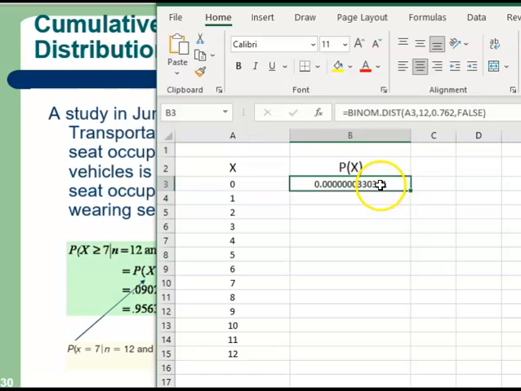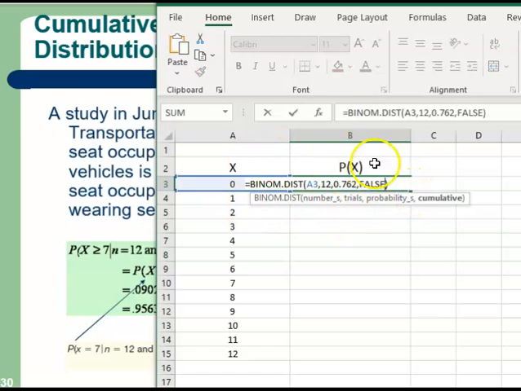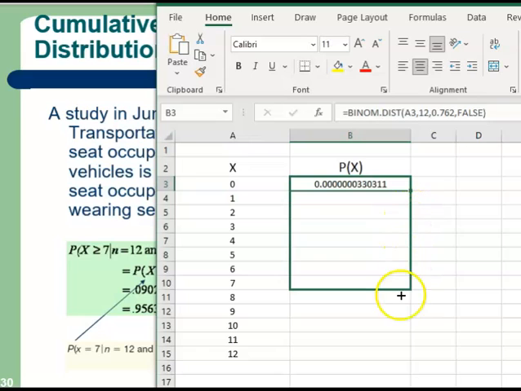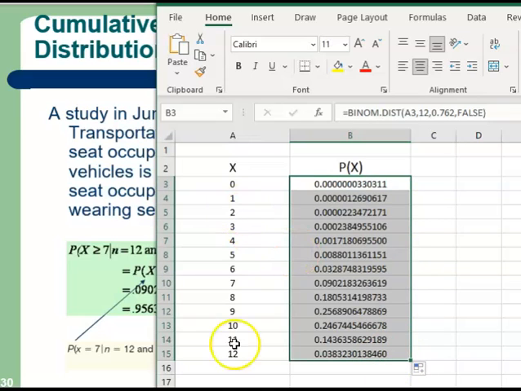And for the rest, you just need to copy the formula. So I just double click on this if you want to check it again. And then I press enter, and at the bottom right of the cell when it's a black plus, click, hold, and drag down. It's going to copy the formula for all of these values.